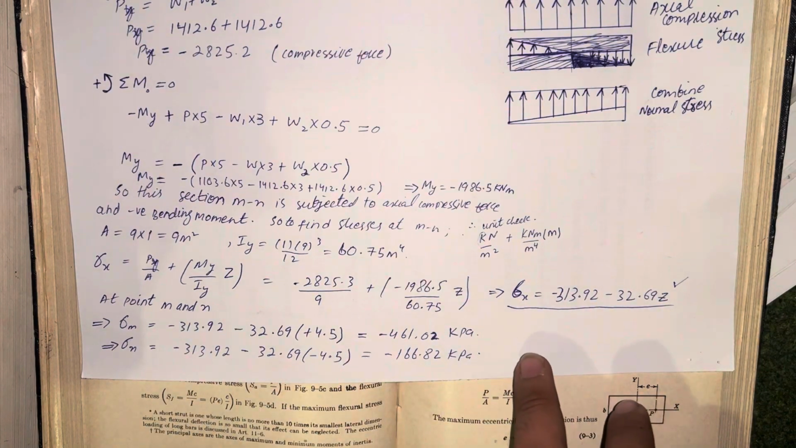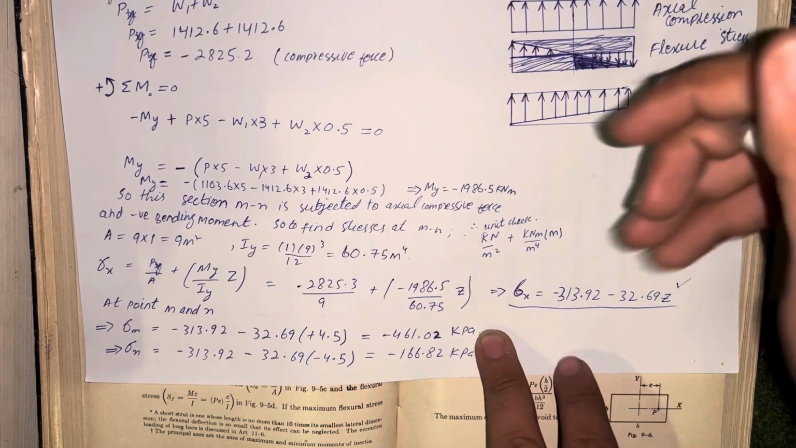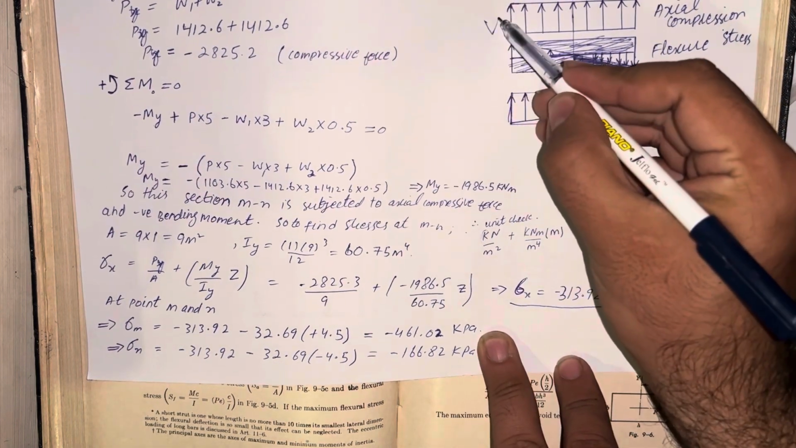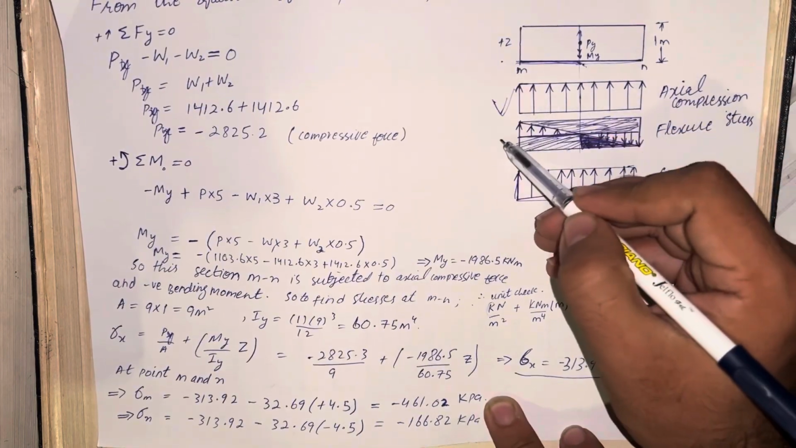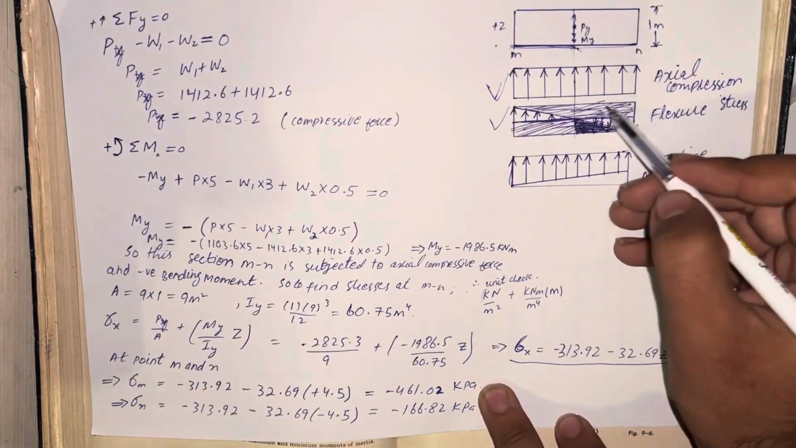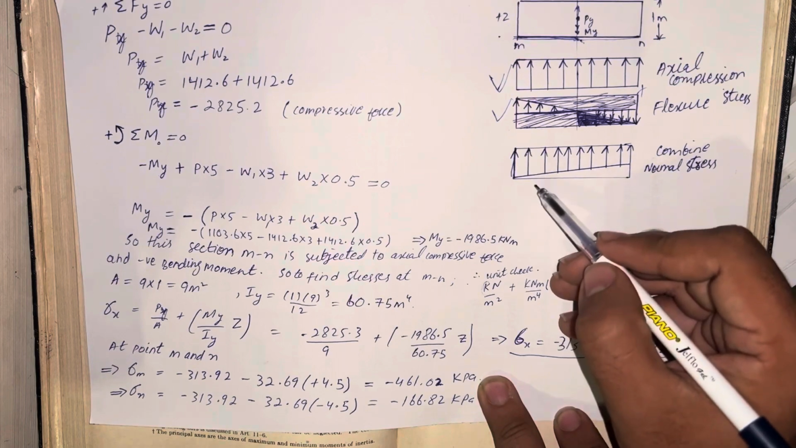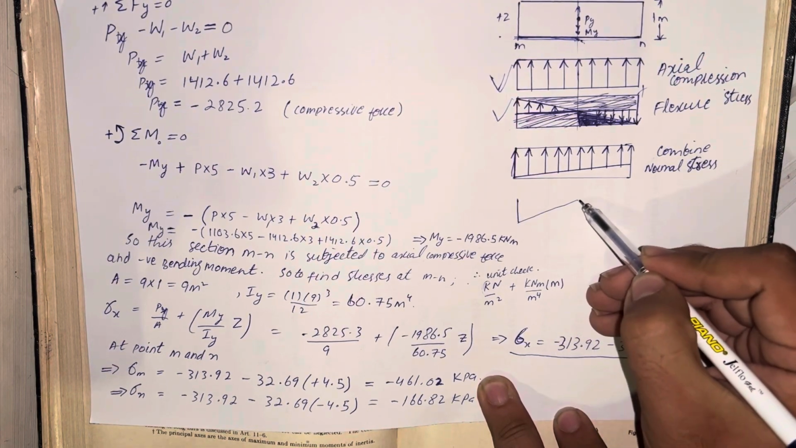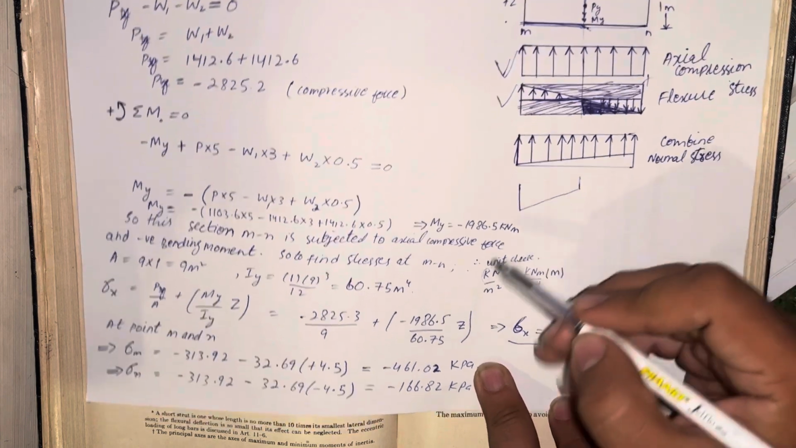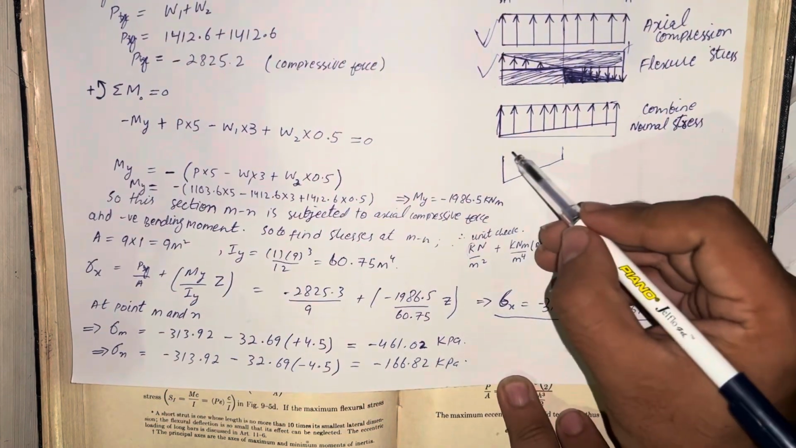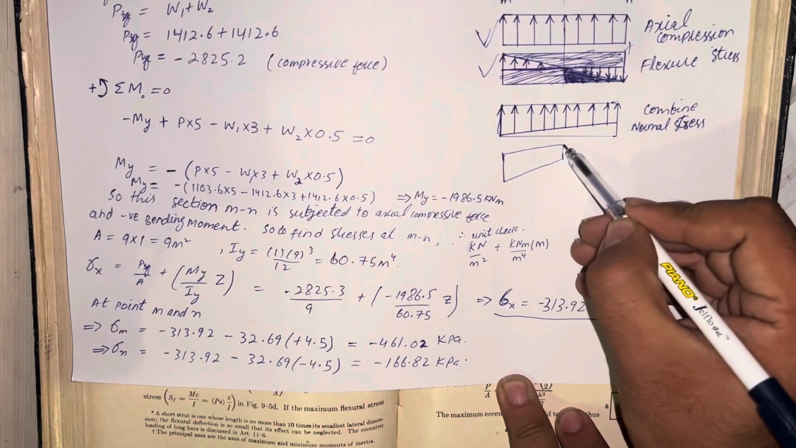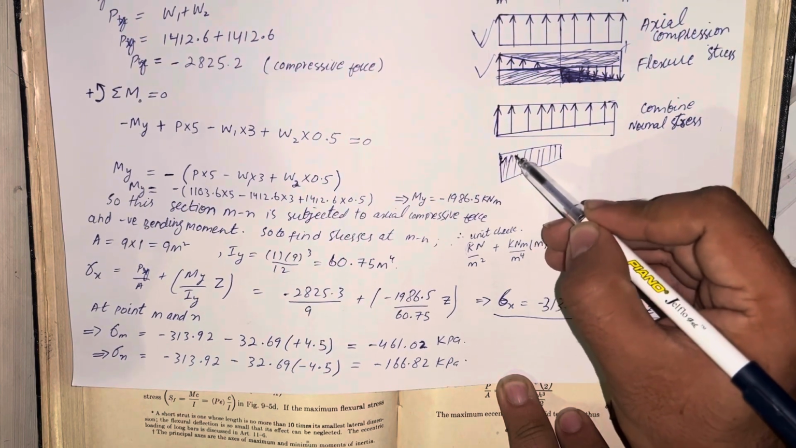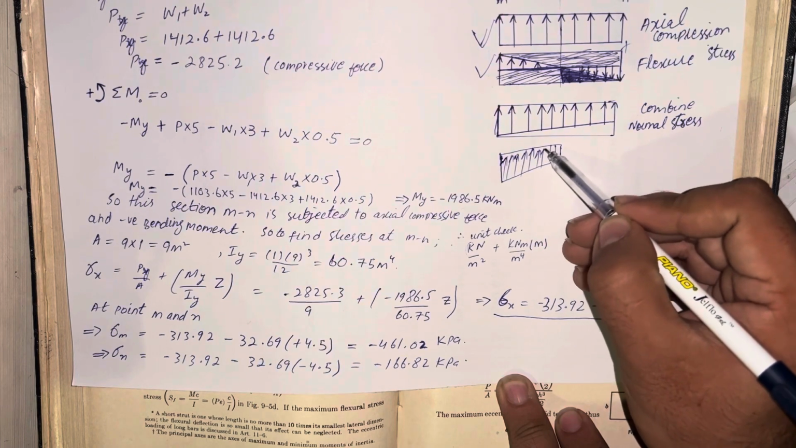So it means that at section M the stresses are very high. These were the compressive stresses, and these were the flexural stresses, and when we add both we get the combined stresses, at which section M is very high, and then section N has combined stresses of 166.82 kilopascal. Both of these are compressive combined stresses, and they will create compressive forces here.